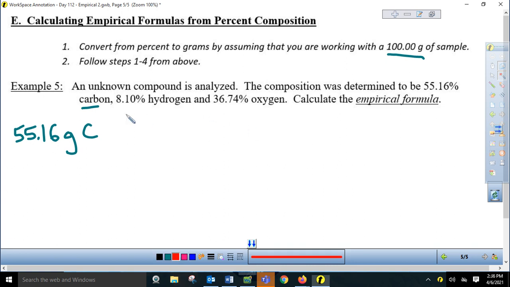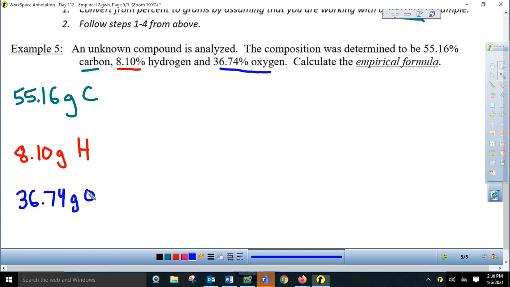Alright, what else do we have present? We have 8.1% hydrogen. So assume that you have a 100-gram sample, that would be 8.10 grams of hydrogen. And then finally we've got 36.74% oxygen. So we're going to assume we have 36.74 grams of oxygen because we're assuming we have a 100-gram sample.